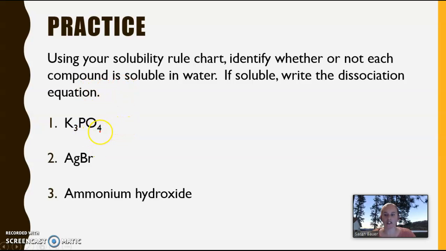So if you look back on your chart, you're going to see that potassium is one of those always soluble, no exceptions. So to the first part, yes, this is soluble in water. So what would that dissociation equation mean? So what am I talking about here?